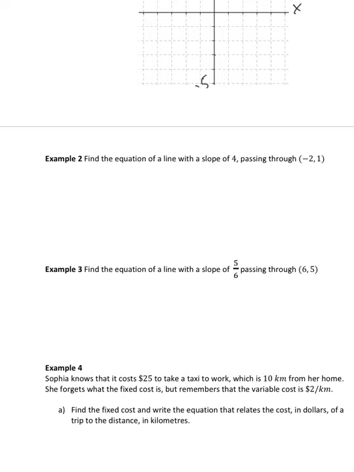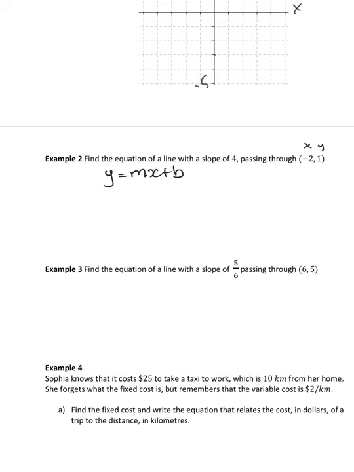So in this example, I have a slope of 4 and a point of -2 and 1. Remember again that this is an x and a y value in my point. And I want to find the equation of this line. So my general equation is y equals mx plus b. And I'm going to substitute in the values that I have.